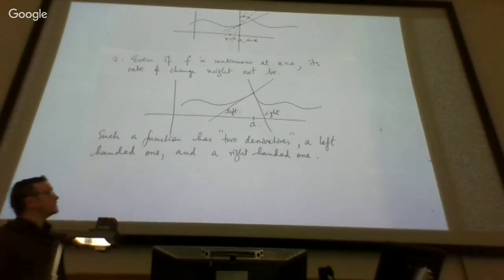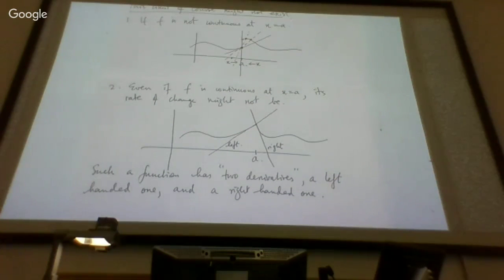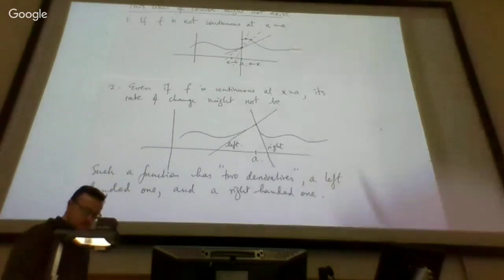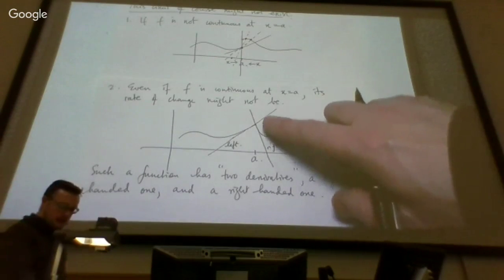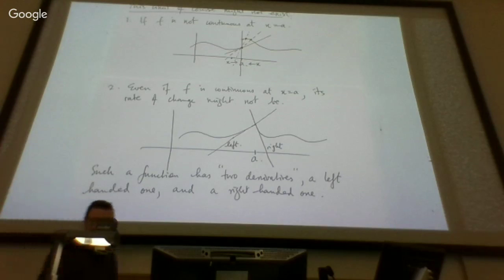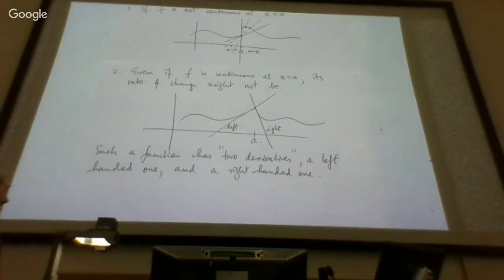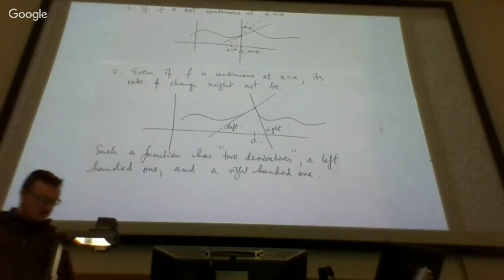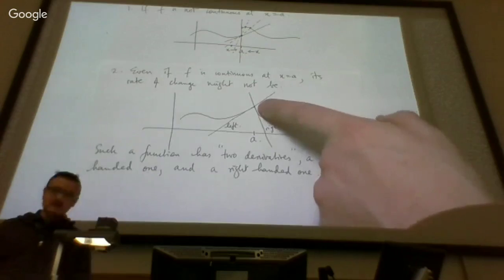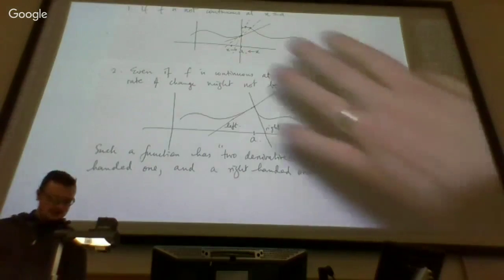But both of these kinds of behavior we consider to be bad behavior for a function at a point. Not being continuous at the point, and having its rate of change not being continuous. In deeper, more general mathematical analysis, these points are referred to as points where the function isn't smooth. Okay?